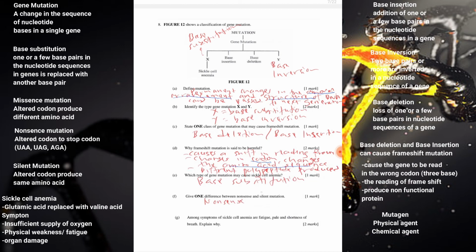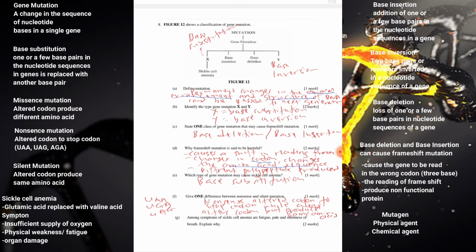Nonsense mutation will alter a codon to a stop codon, while silent mutation alters a codon but produces the same amino acid. So as you know, we have three types of base substitution. The first one is nonsense mutation. Nonsense mutation alters a codon to the stop codon. Stop codon refers to UAA, UGA, and UAG. Okay, and it produces a non-functional protein. For silent mutation, it alters the codon but produces the same amino acid.